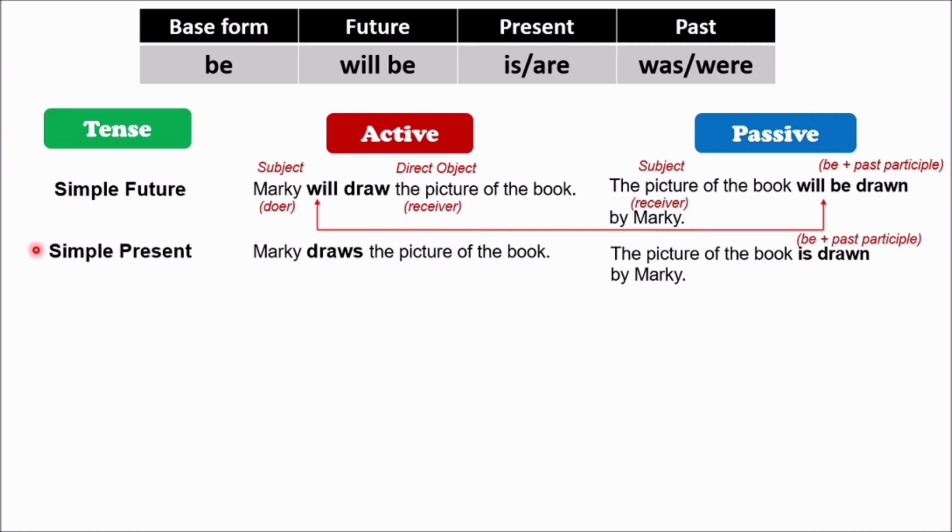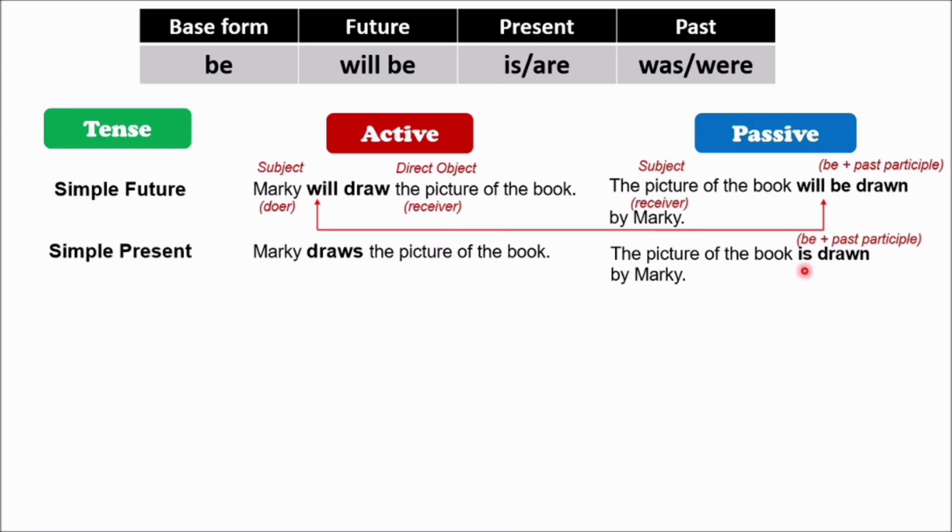Okay? And then, look at the be form. Why did we use the verb is? Because the main verb in the active voice is in simple present. What is the present tense of the verb be? It's either is or are. Here, the picture of the book or the picture is actually in singular form. Therefore, we used the verb is.